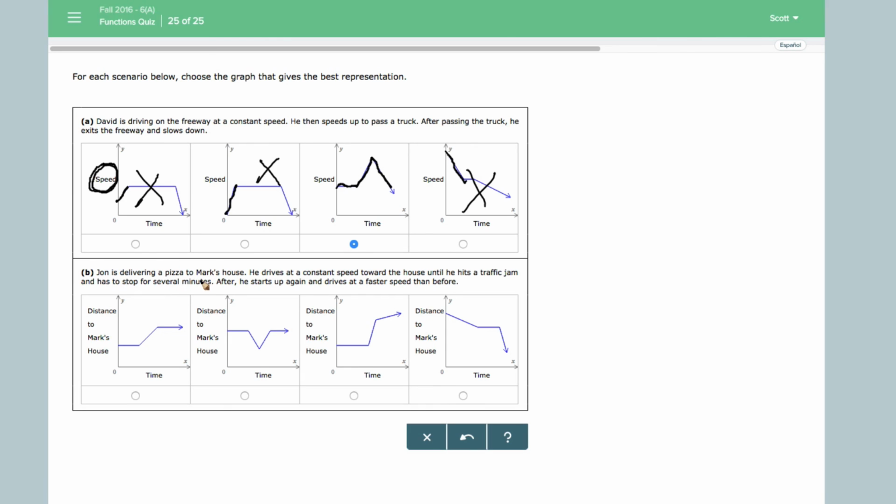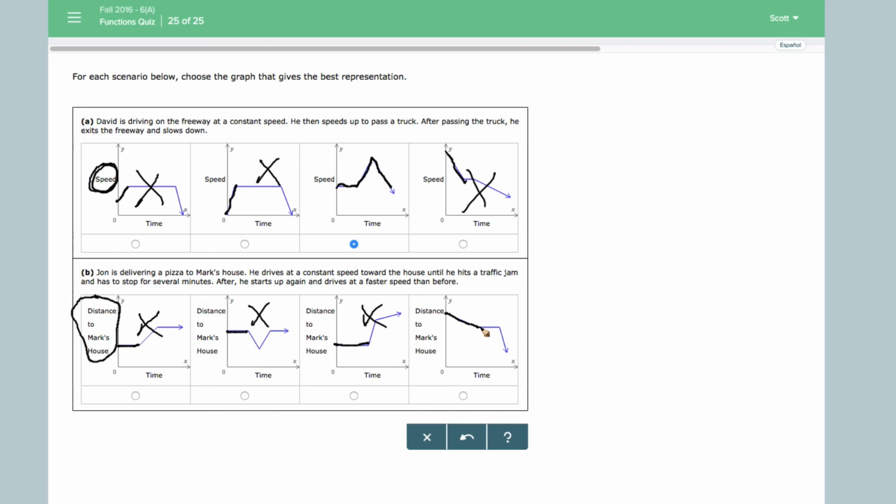John is delivering a pizza to Mark's house. What is our y? Our y is his distance to his house. He drives at a constant speed. So think about it. He's driving closer to that house, which means his distance is getting lower. Okay, this one, he's not getting any closer to the house, so it can't be that one. Again, here, he's not getting any closer to the house, so it can't be that one. And again, it can't be that one. So we see here his distance is getting smaller, smaller, smaller as he gets closer.